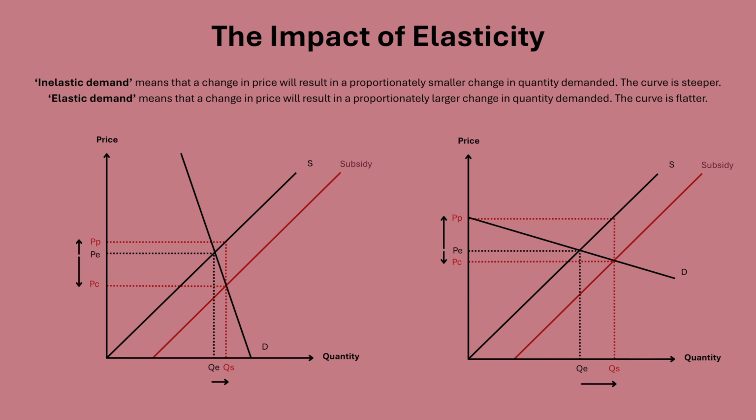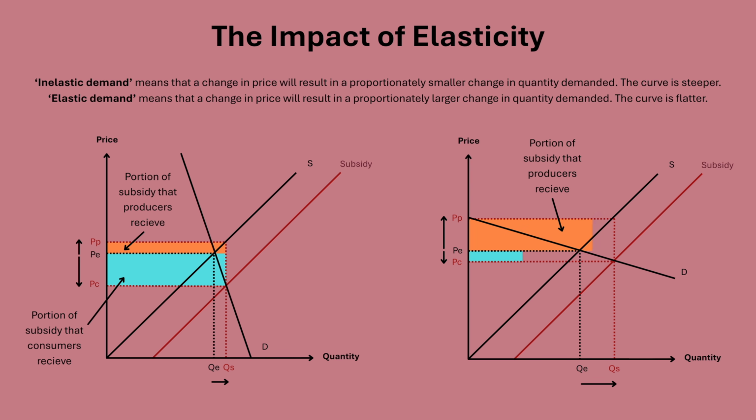With an inelastic demand curve, consumers benefit more from the subsidy because the price changes for them by quite a large amount, whereas the price for producers changes by quite a small amount. So the portion of the subsidy that goes towards the consumers in this inelastic demand case is larger than the portion that goes towards the producers. The opposite is true for elastic demand. The change in price for consumers is quite small compared to the change in price for producers. Therefore, the portion of the subsidy that the consumers receive is less than the portion of the subsidy that the producers receive. So when something has elastic demand, the producers benefit more.